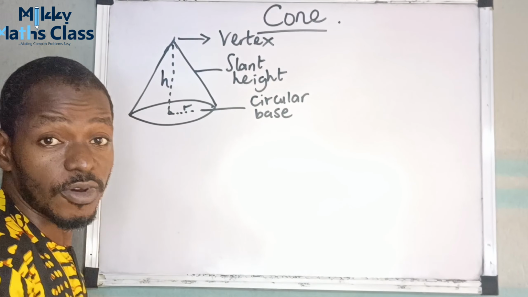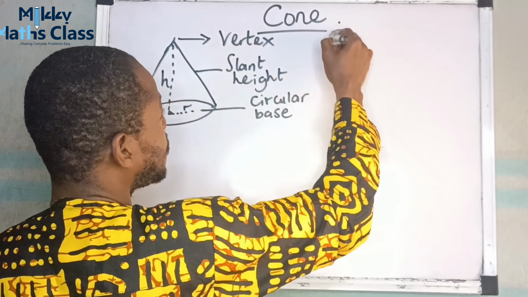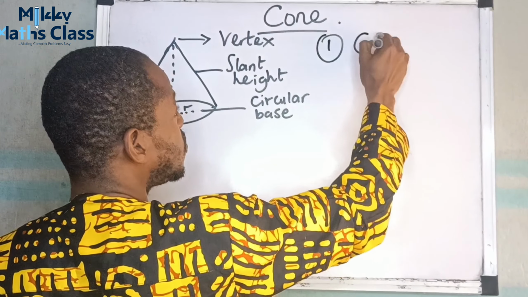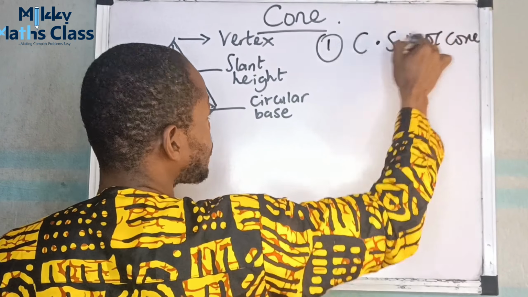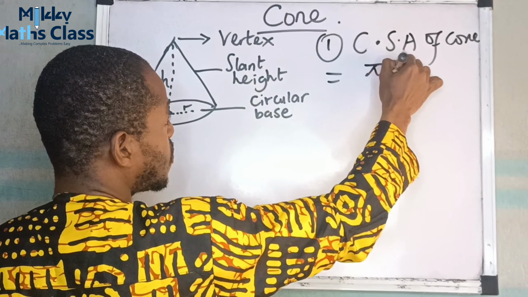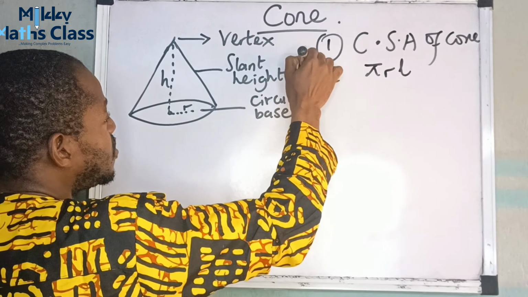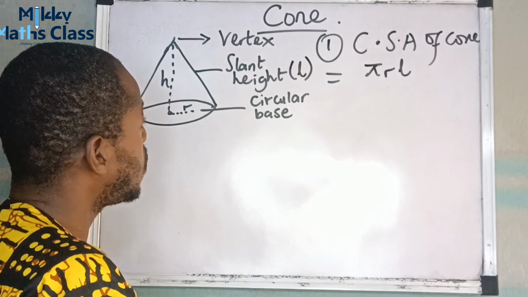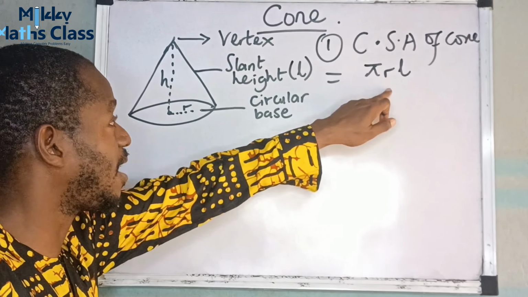Okay, let's look at some formulas relating to cone. The first one is the curved surface area, the CSA. The curved surface area of a cone is given by pi RL. The L here is the slant height of the cone. This is the formula for the curved surface area of a cone, pi RL.